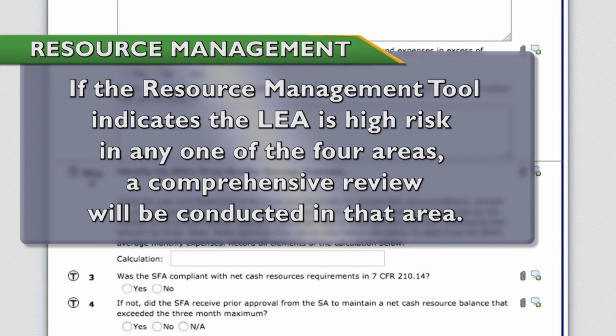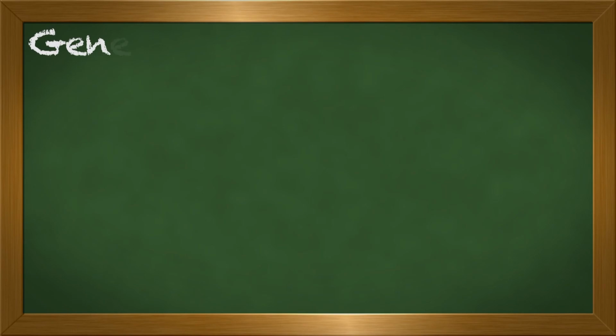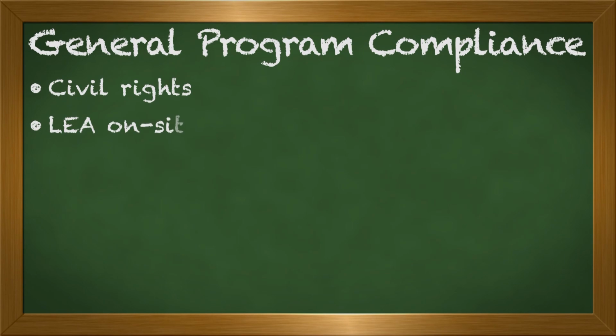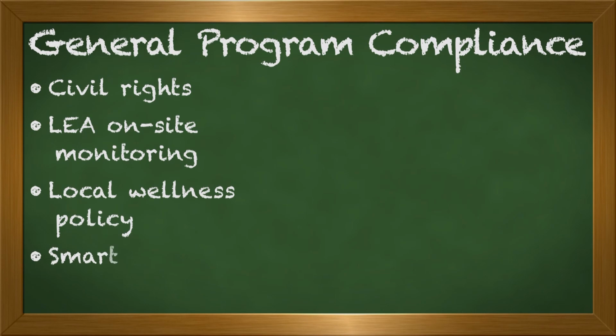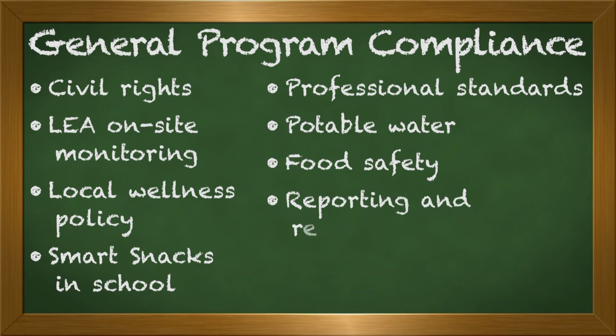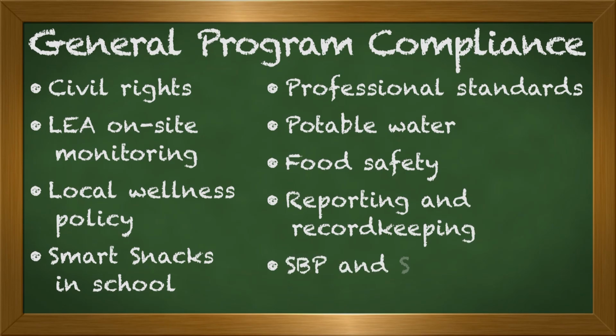conducted in that area. The review will include these areas of general program compliance: civil rights, LEA on-site monitoring, local wellness policy, smart snacks in school, professional standards, potable water, food safety, reporting and record keeping, SBP and SFSP outreach.